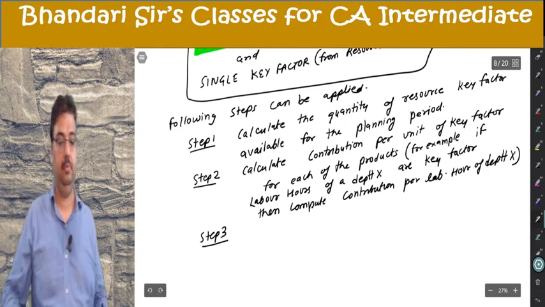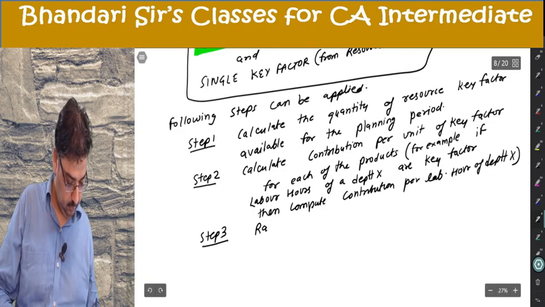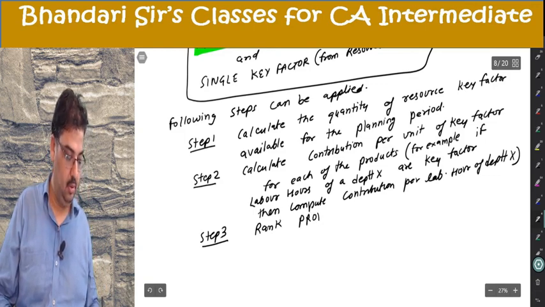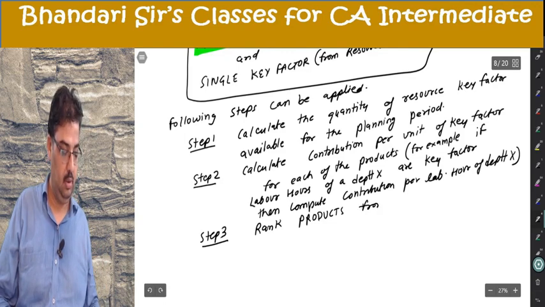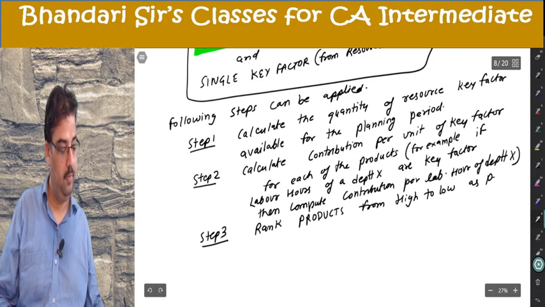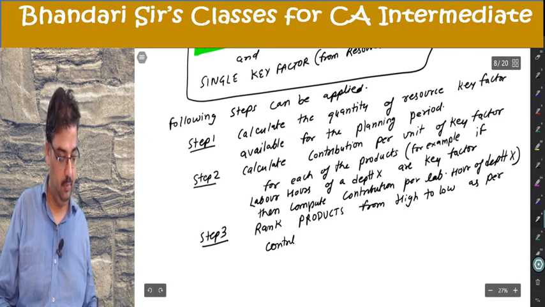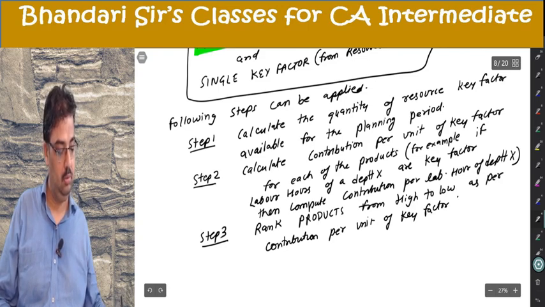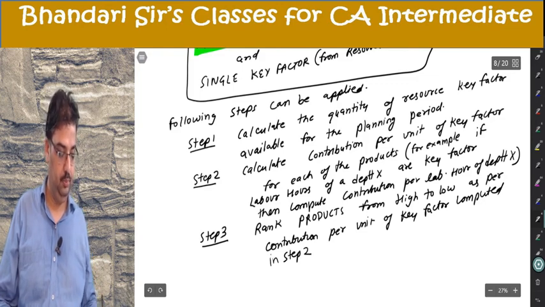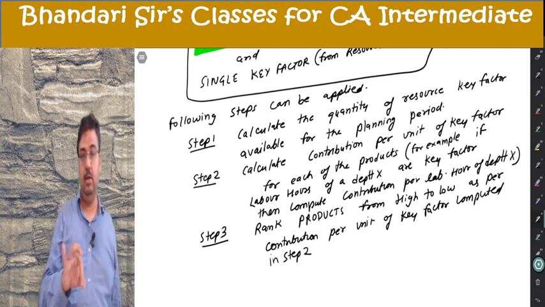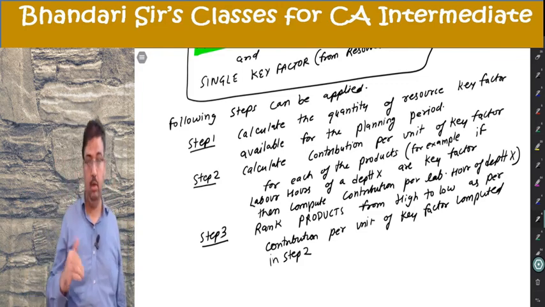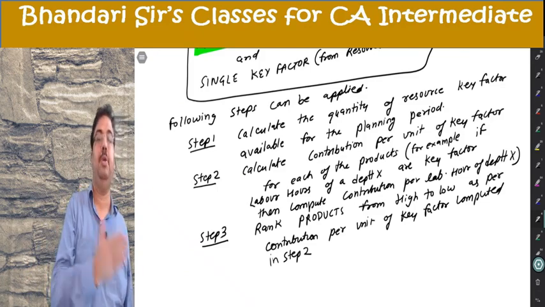Step 3. Rank products from high to low as per contribution per unit of key factor computed in step 2. Higher contribution per labor hour, rank 1. Lower, next rank. More lower, next rank, and so on. Rank them.